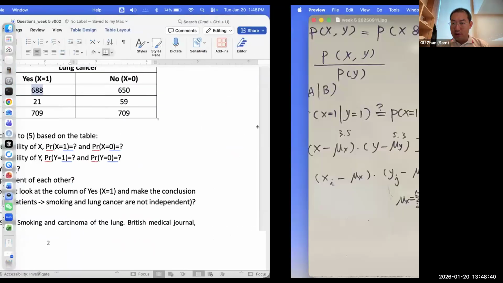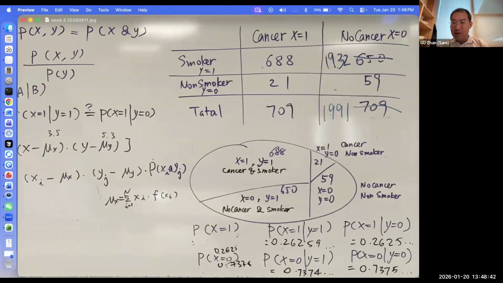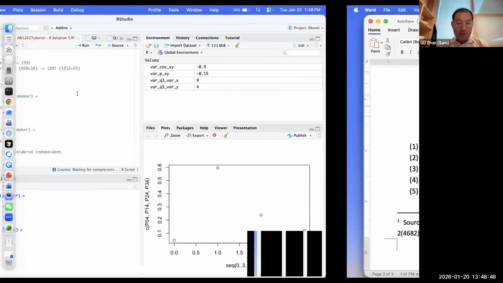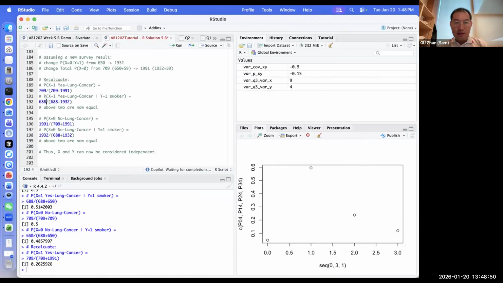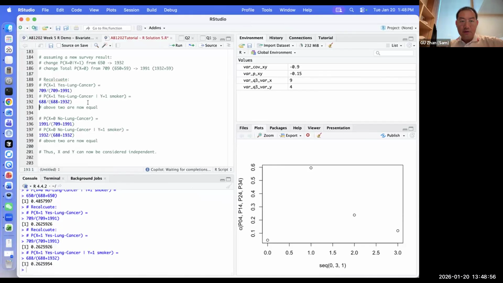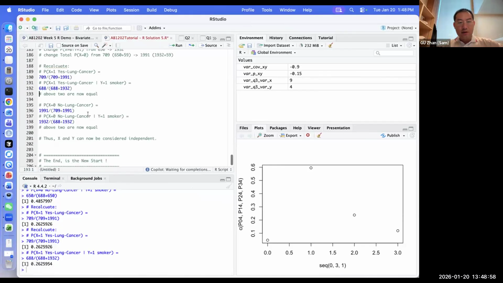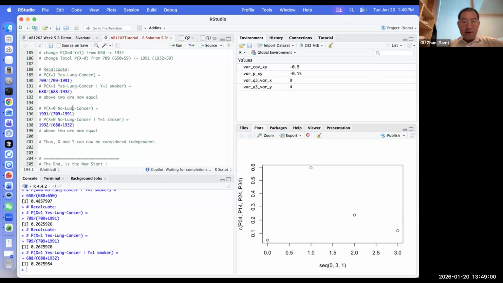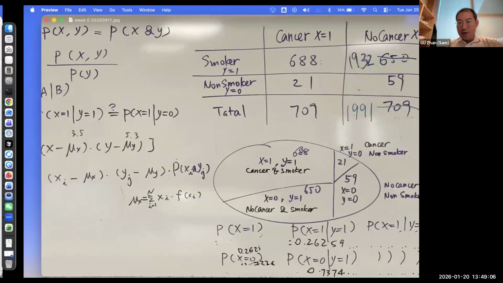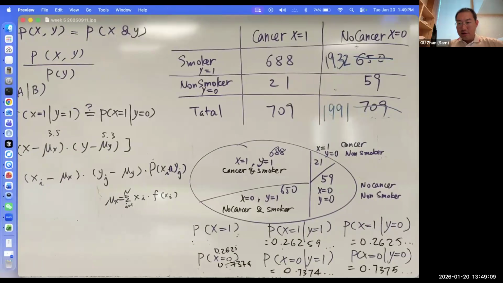So how many smokers do we have here? I have smokers here, 688 plus 1932. So there are this many smokers. Then out of them, how many are getting lung cancer? This value is 688 divided by this. Then you can see these two are very close. The above two are now equal. Then we can now calculate the no lung cancer.